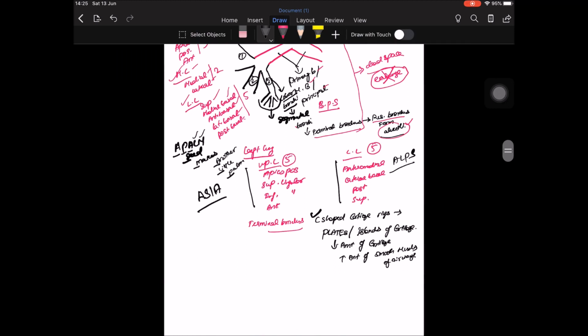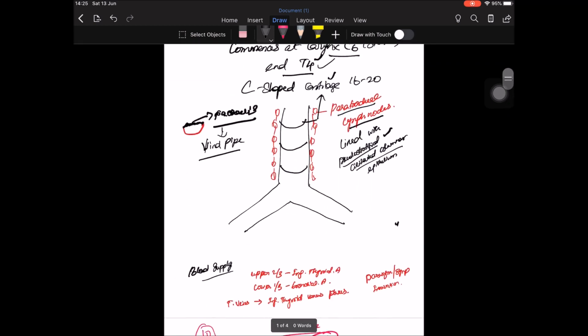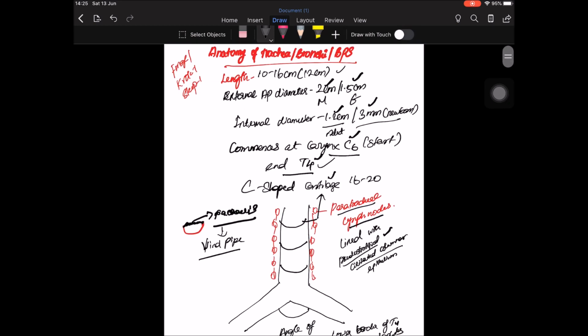So this is all about the anatomy of trachea, bronchial tree and bronchopulmonary segments. So please note the plates and the islets of cartilage and important points about the trachea.